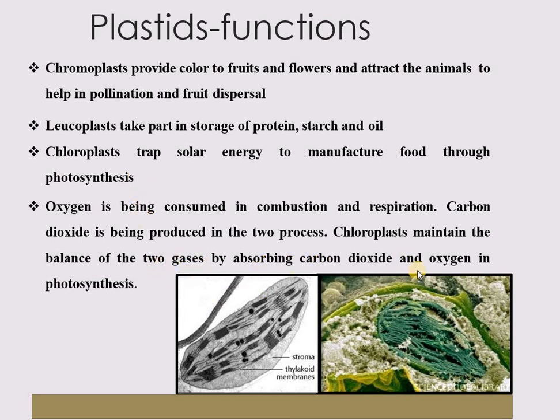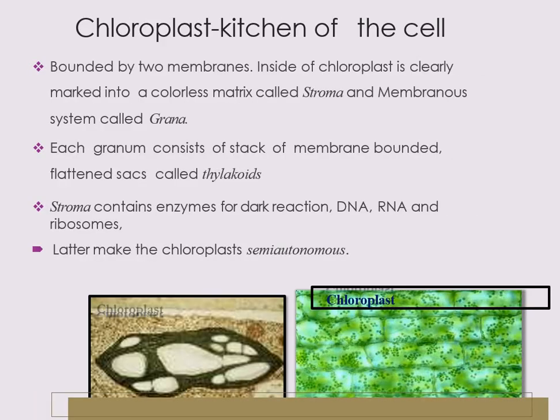Now here in this slide you can see how the chloroplast looks under the electron microscope. In this slide we are going to talk about the chloroplast, which is called the kitchen of the cell. So the chloroplast is bounded by two membranes, and the inside of the chloroplast is clearly marked into a colorless matrix, which is called the stroma, and the membranous system, which is called the granum. The granum consists of stacks of membrane bounded flattened sacs called the thylakoids.